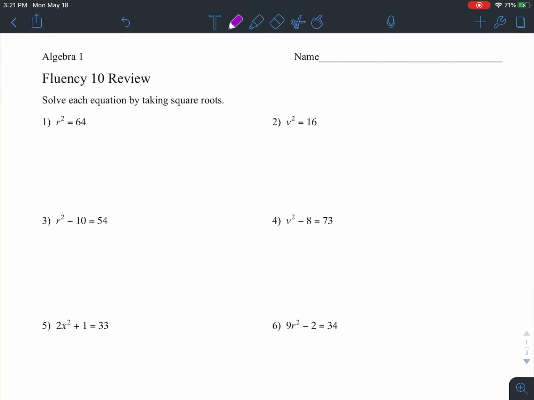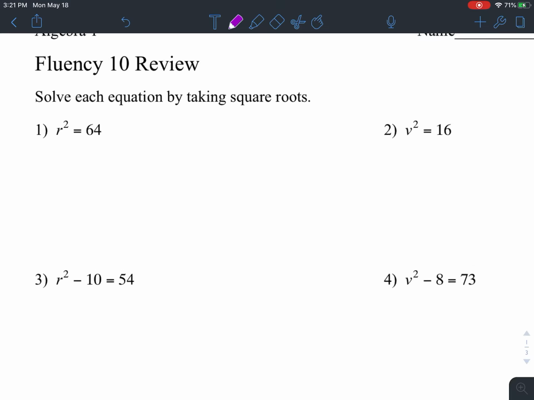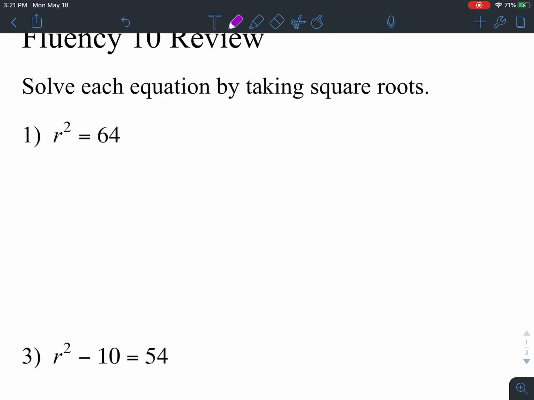So number 1 and number 2 are super easy, okay? So we want to get this r squared to be all by itself. We want it to just be a plain r. But in order to do that, we have to take the square root. And whatever we do to one side, remember, we have to do the other. So that's why I'm square rooting both. So then on this side, I'm left with just r.